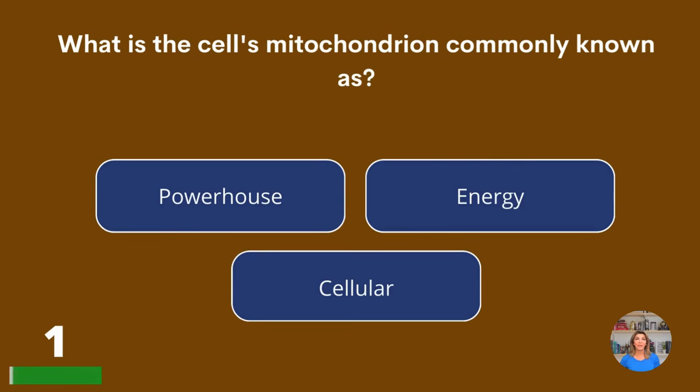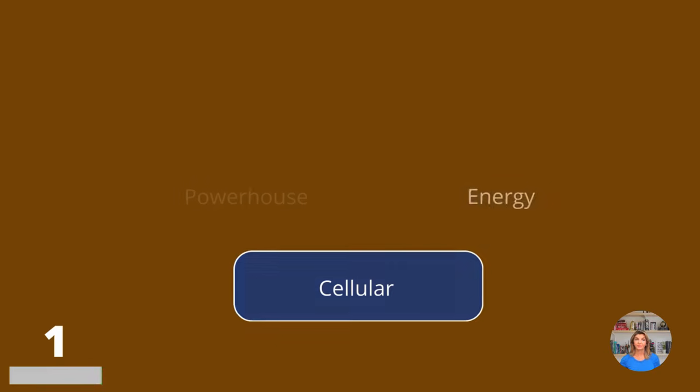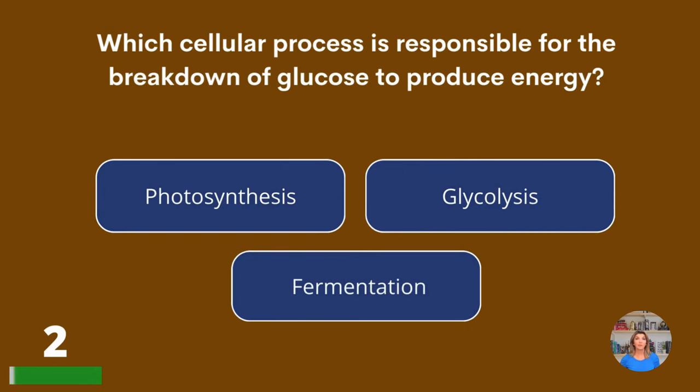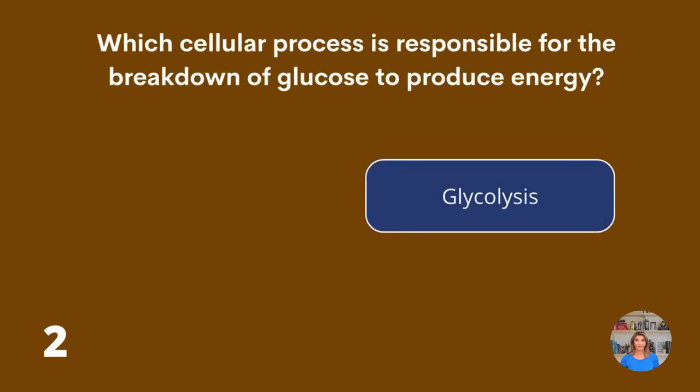What is the cell's mitochondrion commonly known as? Powerhouse, energy, or cellular? Powerhouse. Which cellular process is responsible for the breakdown of glucose to produce energy? Photosynthesis, glycolysis, or fermentation? Glycolysis.